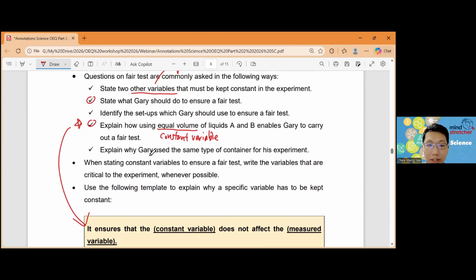Now another one, explain why Gary used the same type of container for his experiment. So again, the type of container is the constant variable. So this one also uses these templates. Okay. So like I said, when we state the constant variable, only write those that are critical to the experiment, not just any random variable. Okay, they must be critical to the experiment.